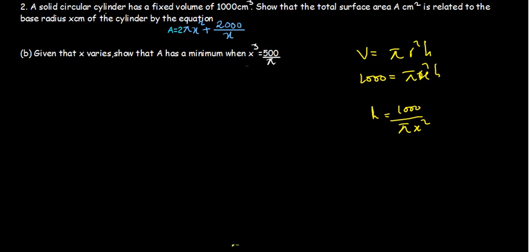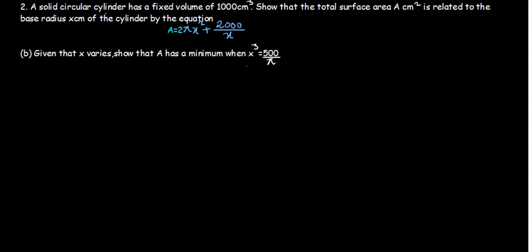Now for the second one: given that x varies, show that A has a minimum when x to the power 3 is equal to 500 over pi. Now how do you show that? If the area is supposed to have a minimum, then we should be able to take the derivative of this. At the minimum point, we know that the derivative is supposed to be equal to 0. So I can as well take x on top, so this is going to be 2000 and then x to the power negative 1.